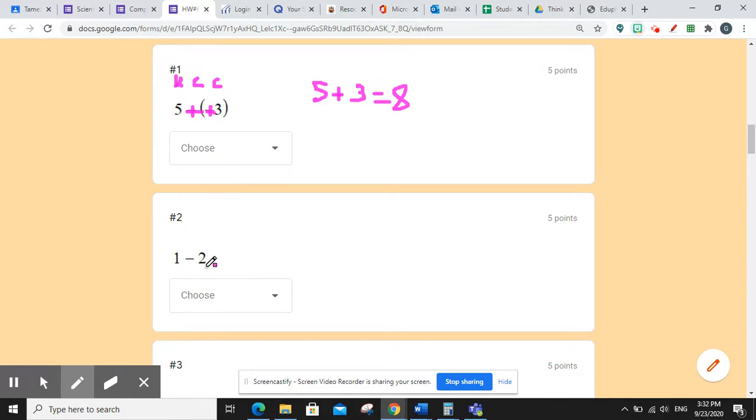1 minus 2. Again, do keep, change, change. So keep the 1, change the minus to a positive, change the positive 2 to a negative 2. So what is 1 plus negative 2? According to your integer rules, different signs, you subtract. 1 minus 2 is 1. Keep the sign of the larger number, which is the 2, so it's negative. So this is negative 1. Okay, and that's all we're doing.